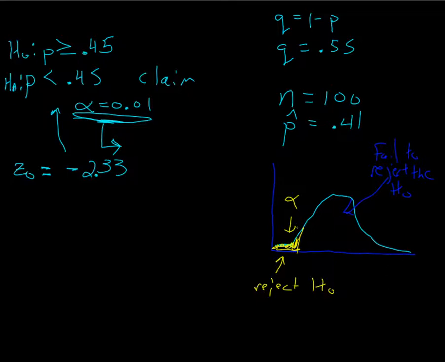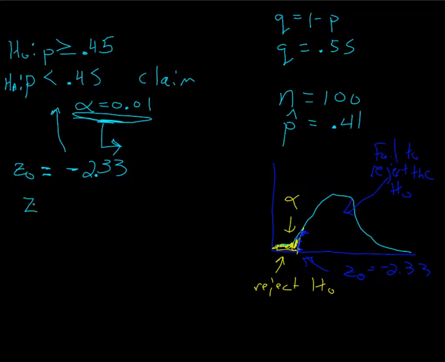And so this line right here is at Z equals negative 2.33. So I will test my experiment against that, and I'll see where my point lies.